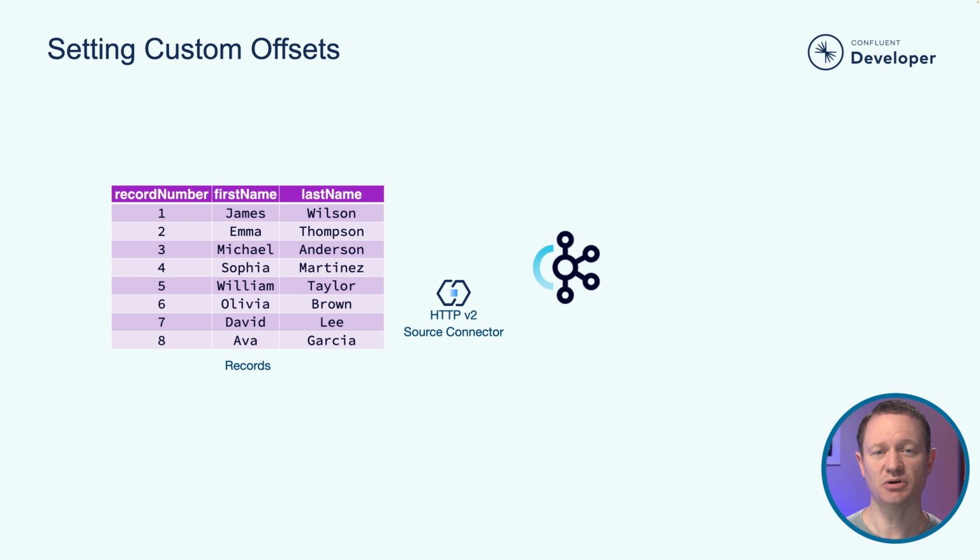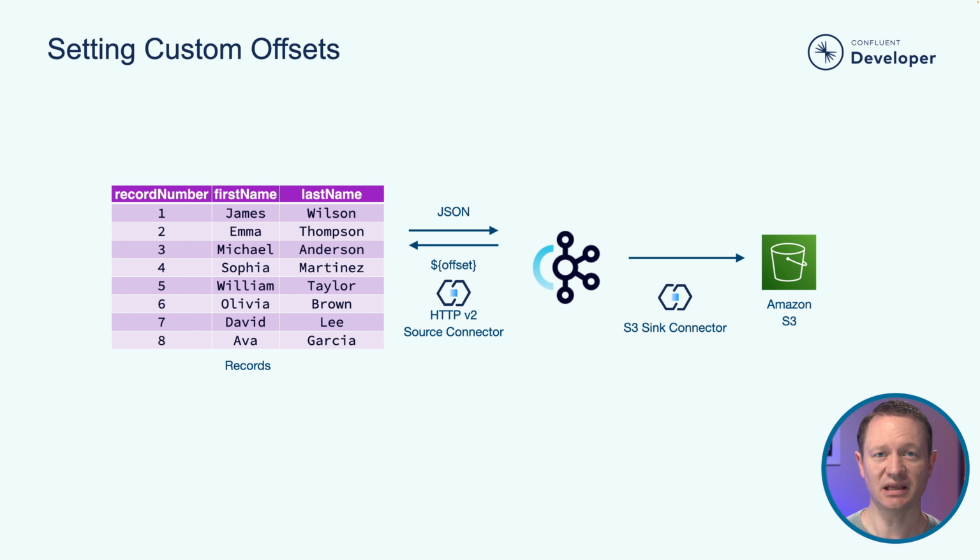So we use a custom offset to let the source or sink know where you'd like to start processing the data. Before we get into a demo of how custom offsets work, I want to briefly explain how our sample application works. To get the messages into Kafka, we'll use the HTTP v2 source connector, which connects to an application that is set up to cycle through 20 records, and return them in JSON format. This application takes a single get parameter called offset, which decides which record number it should start returning our records from. Then we'll use the S3 sink connector to dump our messages into an S3 bucket.